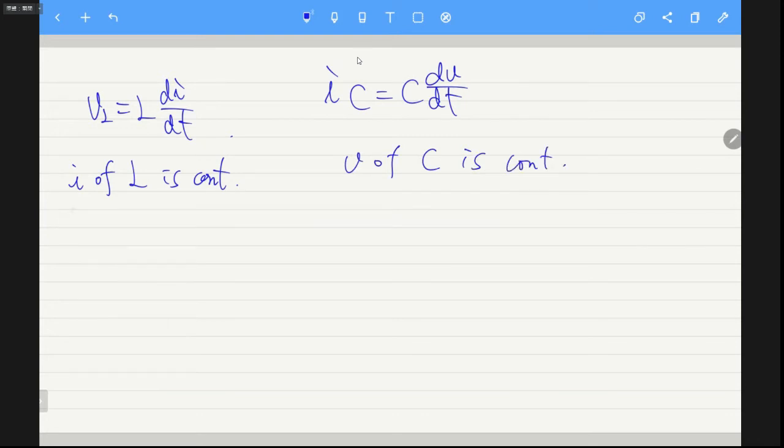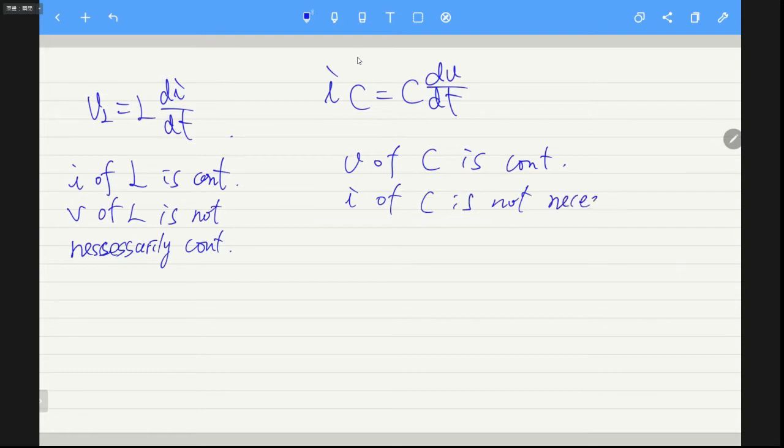So for the voltage of the inductor, it is not necessarily continuous. And the current of the capacitor, the I of C, is not necessarily continuous.